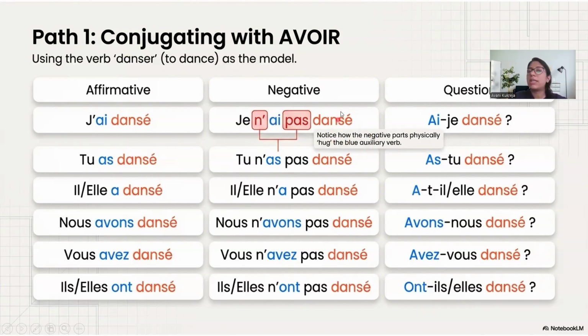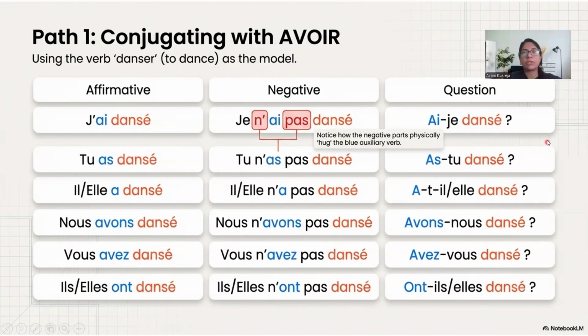We do not negate the main verb. Please remember, for the negation we add ne before the auxiliary verb and pas after the auxiliary verb, no matter what the auxiliary verb is, be it avoir or être. Okay? Je n'ai pas dansé, tu n'as pas dansé, il, elle n'a pas dansé, nous n'avons pas dansé, vous n'avez pas dansé, ils, elles n'ont pas dansé.